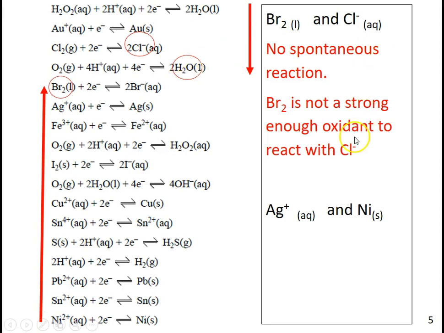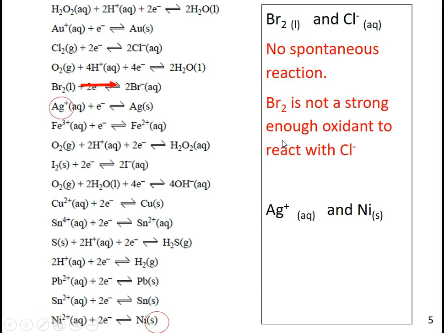Okay, it's not strong enough to react with the chloride ions or the water. I need to change this to water. So if we look at the next one, we've got silver ions and nickel. So the silver's here and the nickel's down here, and I've moved it a bit. So this is in the right orientation.